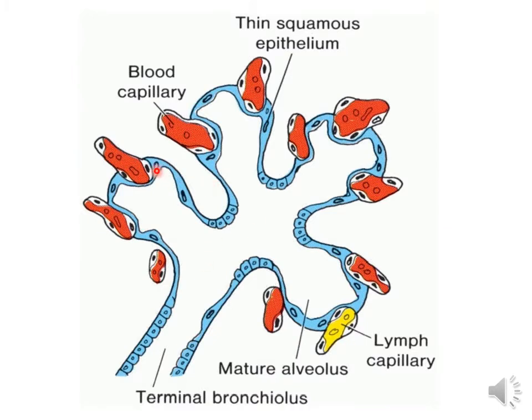Here you can see these cells. They become thinner, and these capillaries will project into these cells. These are lymphatic capillaries. This is mature alveoli. As you can see, the remaining cells remain cuboidal.